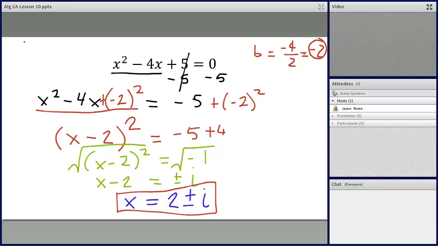So isolate the x variables. If it doesn't have an x, it's got to go to the other side. Complete the square by dividing b, which is in front of the x, by 2. And then we're going to square that and add it to each side. We're going to write that trinomial as a perfect square binomial. And then we're going to take a square root and solve. So that's the process.